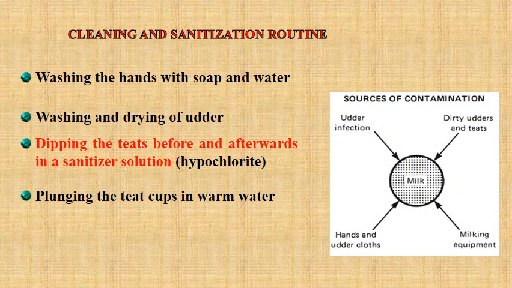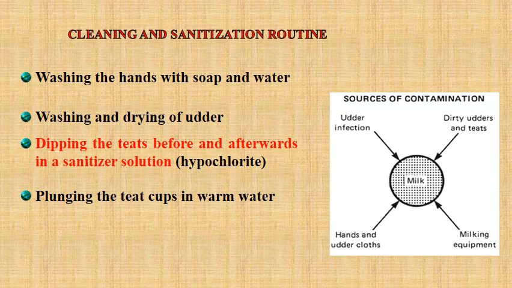Here we will discuss the cleaning and sanitization routine in case of machine milking. You can see in this diagram the sources of contamination or udder infection: dirty udders and teats, hands and udder cloths, and milking equipment. So here we are talking about the milking machine.